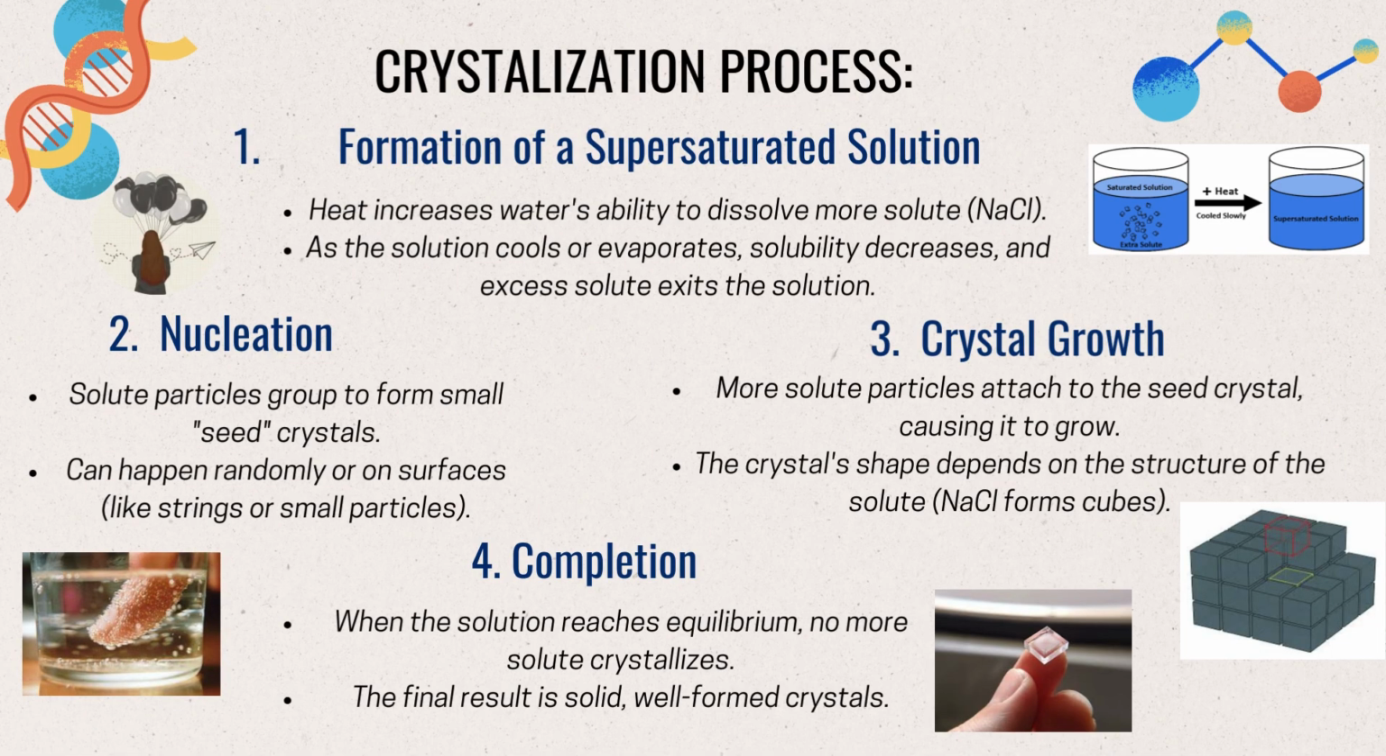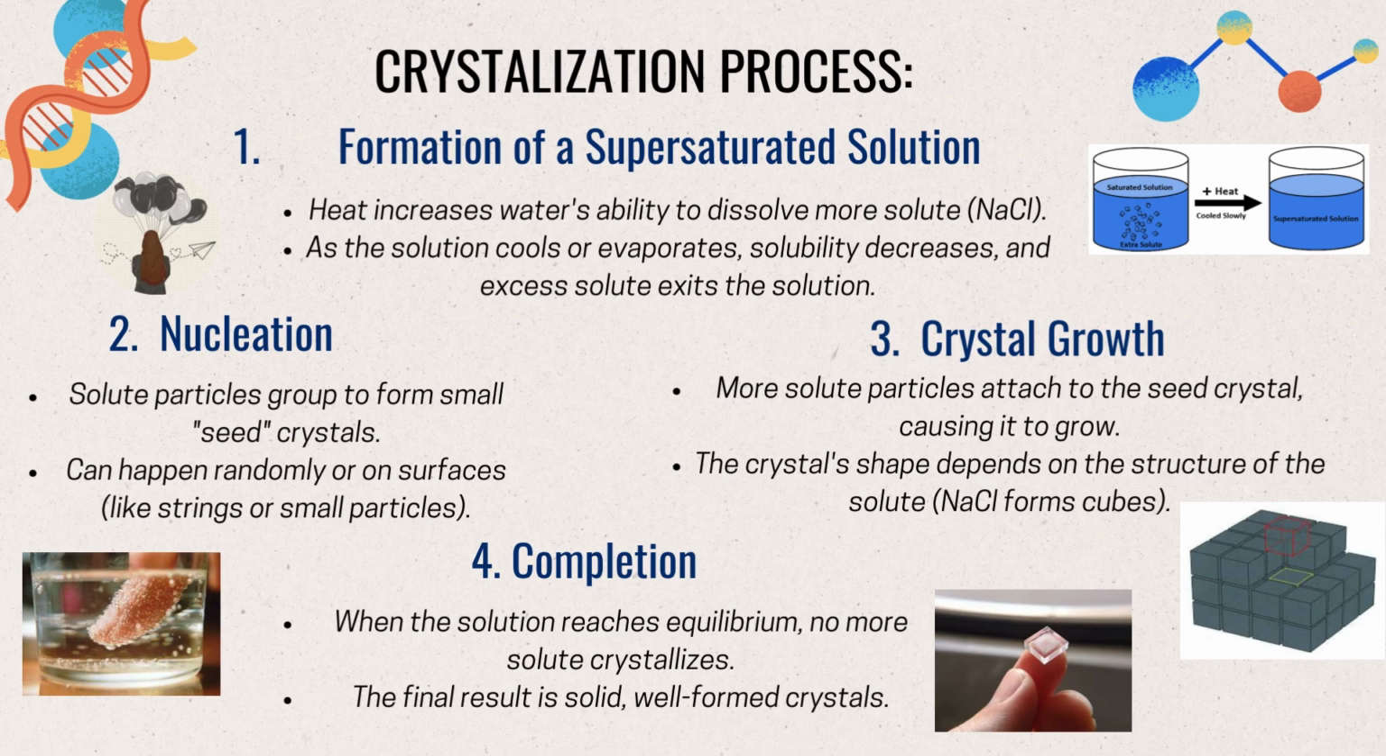So the next one, let me explain the crystallization process. We have 4 steps. The first step is formation of a supersaturated solution, where the heat increases water's ability to dissolve more solute, NaCl. As the solution cools or evaporates, solubility decreases and excess solute exits the solution.